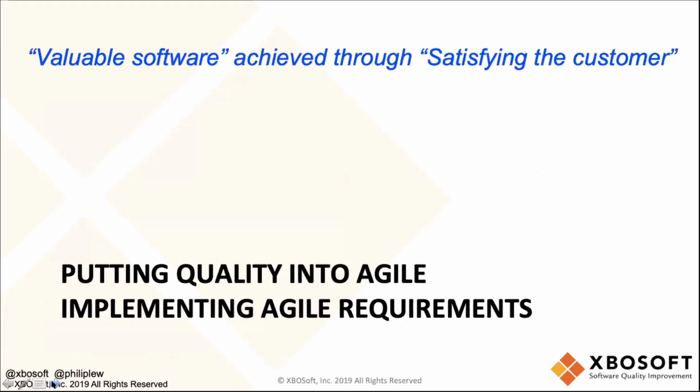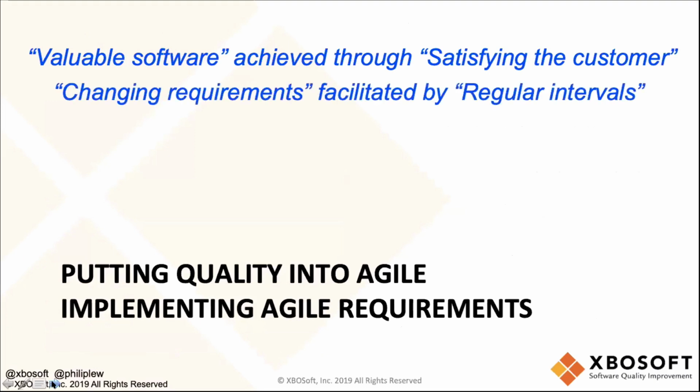When we're trying to put quality in Agile, we can imply it because valuable software is achieved through satisfying the customer. So we really need to think about how we satisfy the customer. And two, changing requirements. Remember, Agile is supposed to welcome changing requirements. That's facilitated through the intervals or the iterations. That gives product management opportunities to change requirements, hopefully not within a sprint, but modifying it for the next sprint possibly, or the next release.